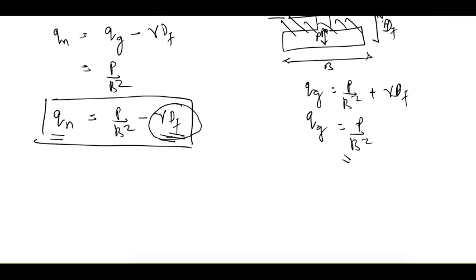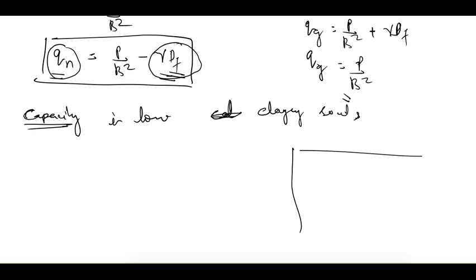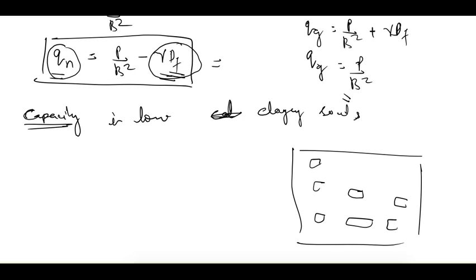So this net pressure intensity is reduced. This can be used if the load carrying capacity, or in general the net safe bearing capacity of the soil, is low, which is the case with clayey soils. So what is done in that case is that a raft is constructed such that Qn is equal to 0. So Qn is equal to 0, in that case P by B square minus gamma Df is equal to 0.